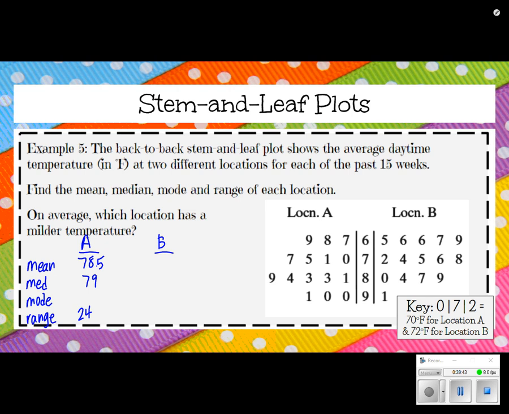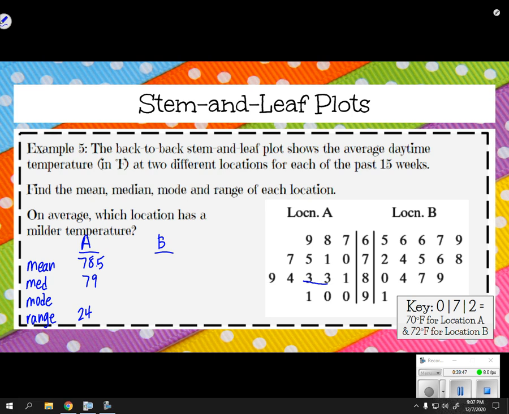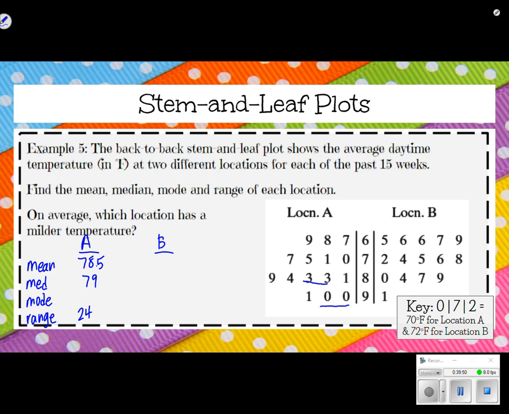Looks like we've got two modes. We've got two 83s and two 90s. So you are allowed to have multiple modes, so we're going to have 83 and 90. Now you don't want to say, I have 5 modes, but if there are a couple that have the same number of repeating values, you're allowed to have multiple ones. I'm thinking for location B, 66, there are two 66s, so 66 is the mode here.